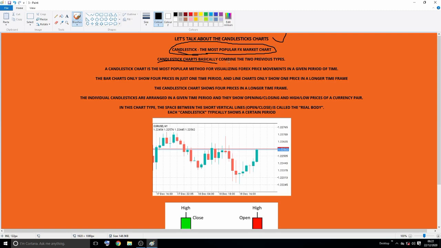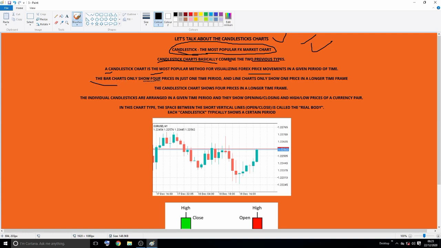Candlestick chart basically combines the 2 previous charts. So it's a combination of a line chart and a bar chart all in one. A candlestick chart is the most popular method for visualizing forex price movements in a given period of time. It's the most popular chart. Most traders are using this chart.